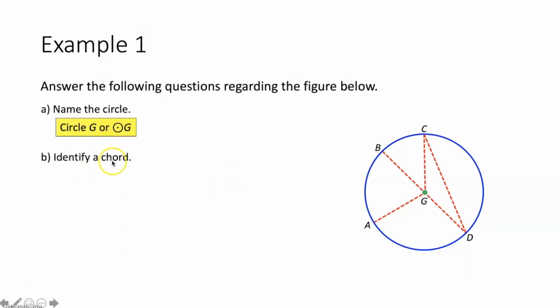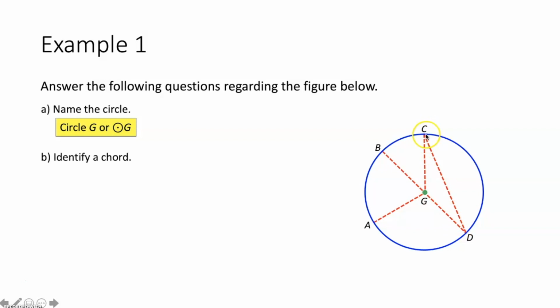Part B says identify a chord. Remember, a chord is a segment with both endpoints on the circle. So segment GA would not be considered a chord because one of the endpoints is not on the circle. It's at the center of the circle. Same thing with segments GB, GC, and GD.